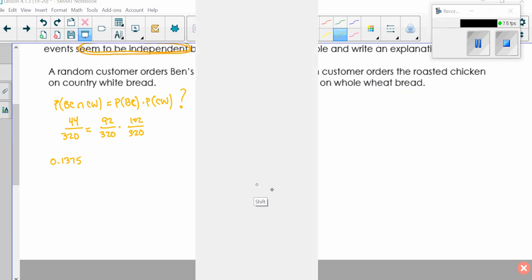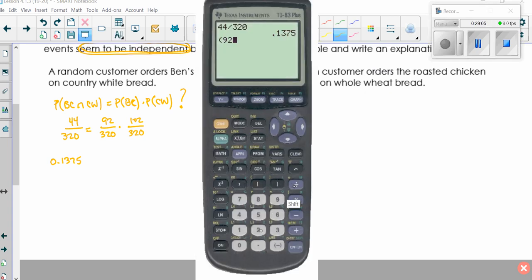All right, and then I'm going to put in parentheses 92 divided by 320 times 102 divided by 320. And I get that this is equal to 0.0916. And we're going to take 4 decimal places here. And the reason that we're taking 4, not 2, is because I'm going to convert these into percentages. So this one's actually exact, 13.75%. And then this one would be about 9.16%.